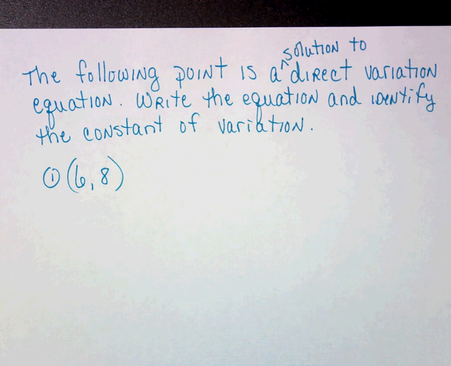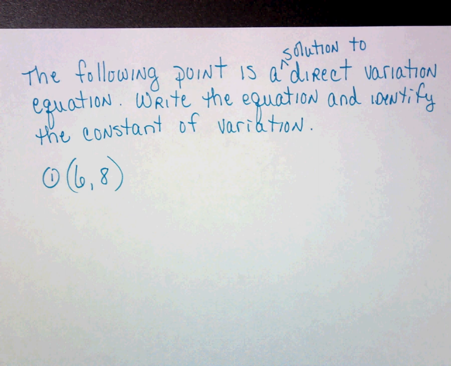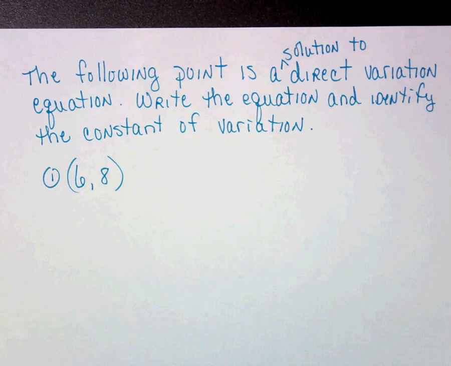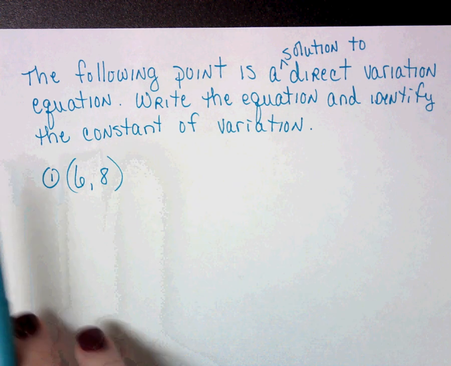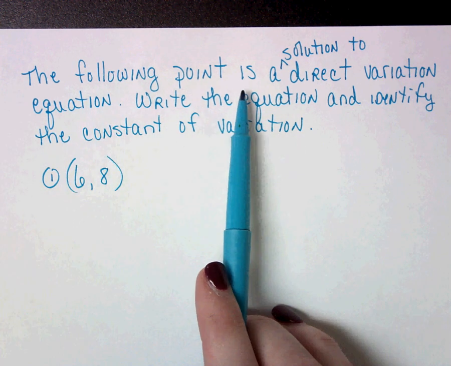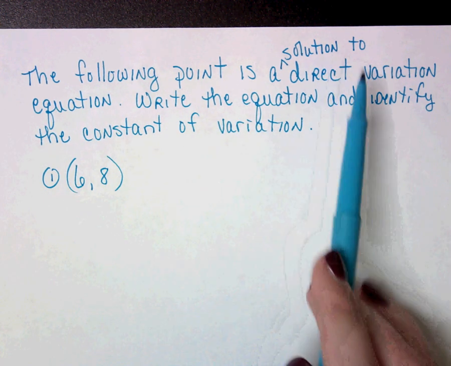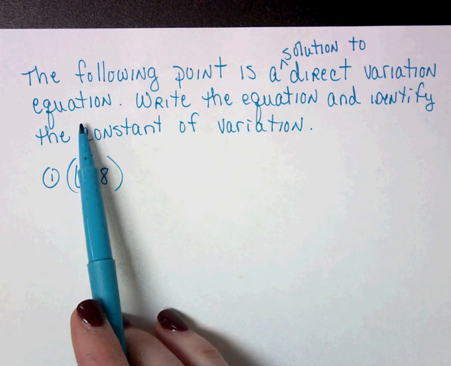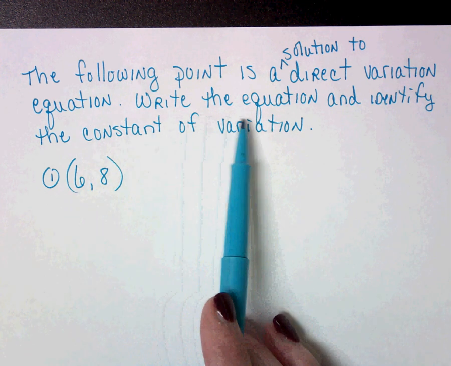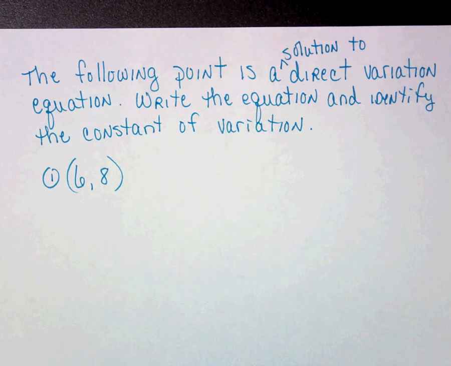Okay, I have just two quick problems that I want you to add to your notes. And if you don't have room, just go on to the next page. So we might have something like this. It says the following point is a solution to a direct variation equation. Write the equation and identify the constant of variation.